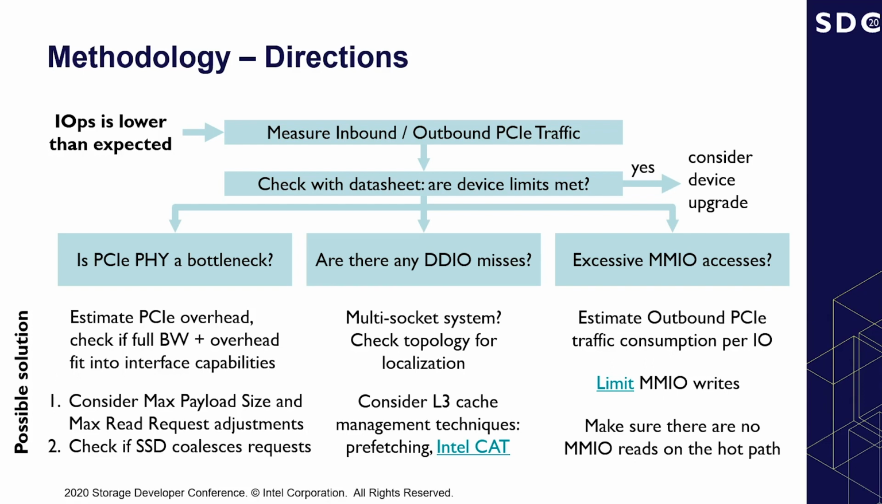Eventually, check if the application excessively accesses disks through MMIO address space. The reads are super expensive and are not needed on the data path, so just avoid them. The MMIO writes are used for doorbells. The advice is to estimate how many bytes are written through MMIO per I/O operation and see whether it is possible to minimize this value. Follow the link on this slide to learn more about MMIO traffic minimization tricks.